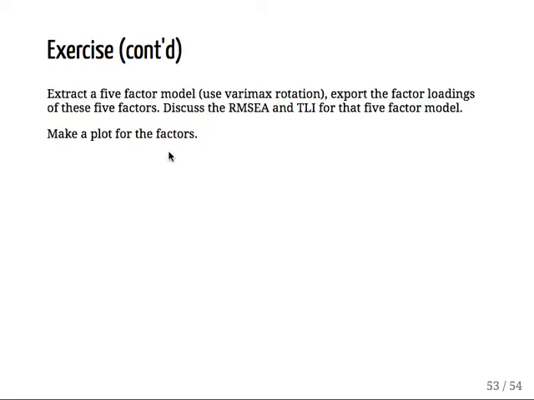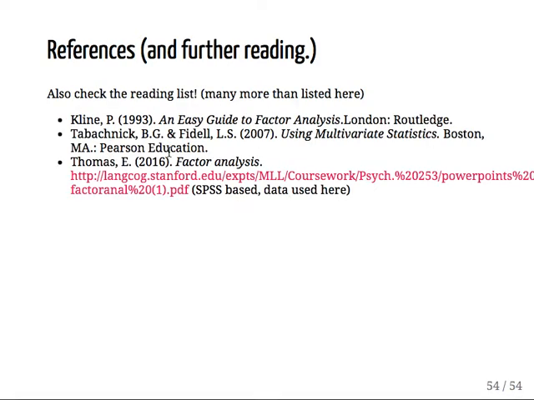Extract a 5-factor model using the varimax rotation. Export the factor loadings of those 5 factors. Discuss the RMSEA and TLI of that model and make a plot of those factors. And that's it. So that would be the exercise associated with this. So basically everything you've done in class, again on a different new data set.